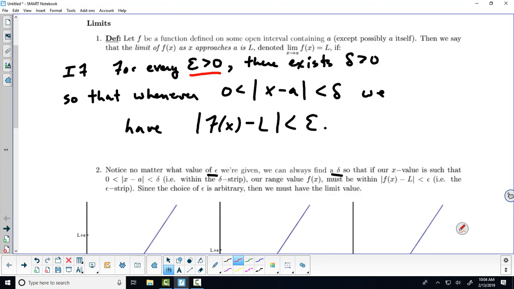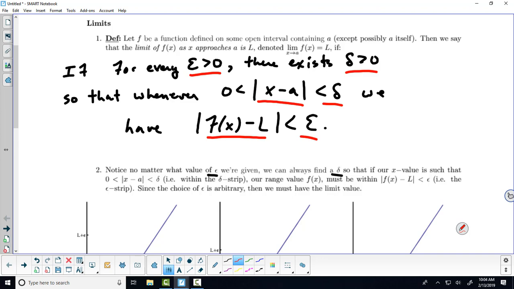Well, if no matter what error you're given, you can always find a delta, which is a corresponding measurement for the x direction, so that as long as the distance between x and a gets within delta, you're guaranteed that the difference between f of x and L is within epsilon.